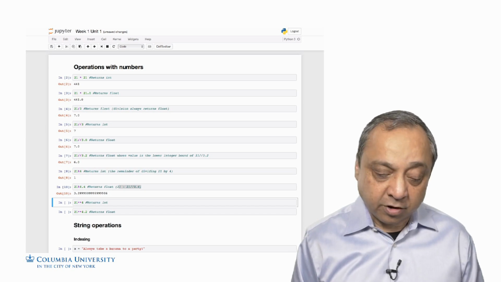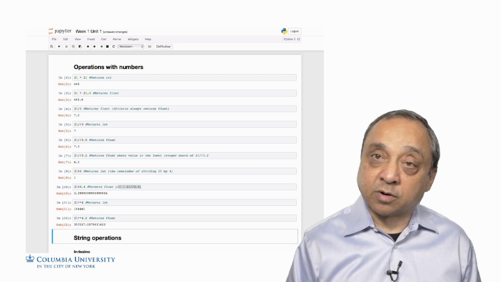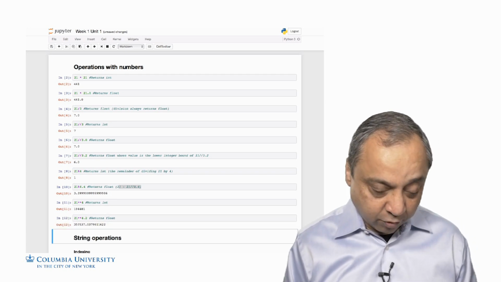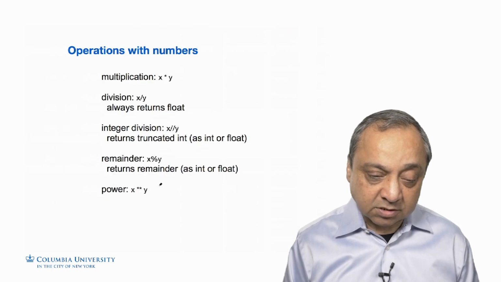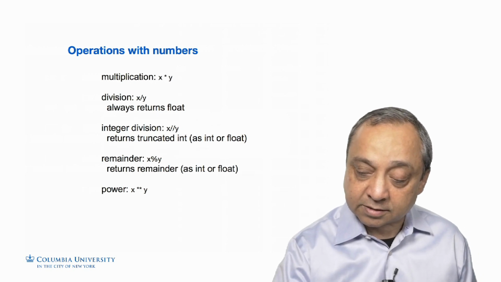If you're raising to the power, you use 2 stars, and of course a floating point raised to a power is going to return a floating point number. So that's pretty much it. It's what you would expect to see with numbers, so there's nothing very exciting about that.